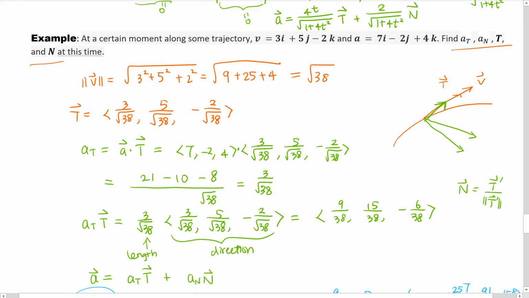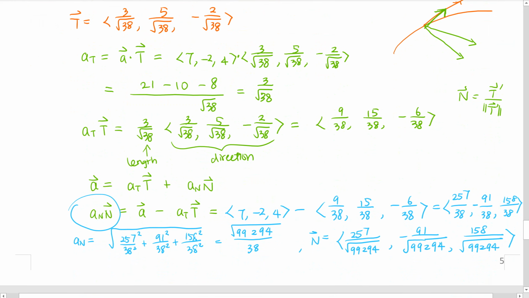All right. So now we have finished the topic about acceleration, the normal components and the tangential components. So far, so good, everybody?